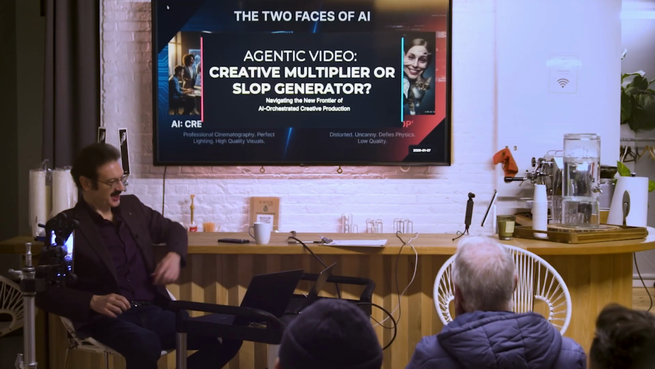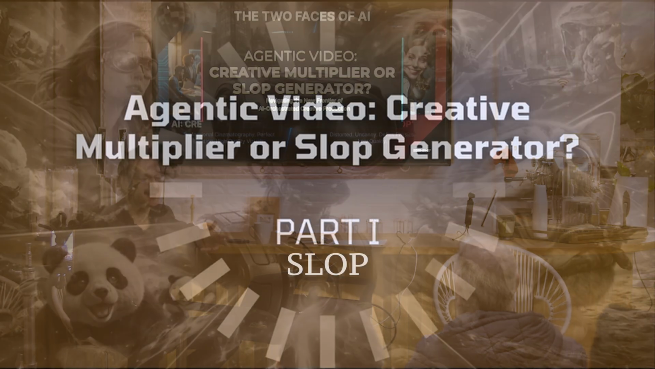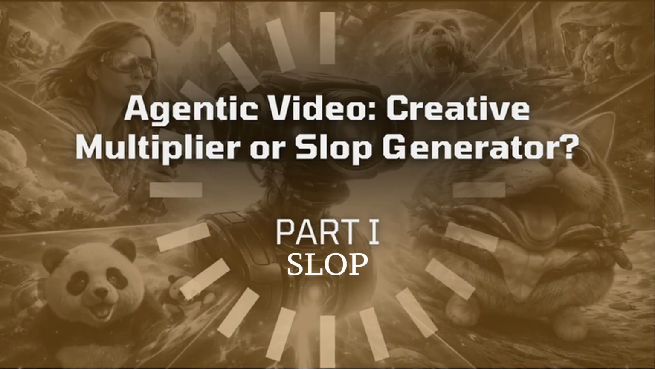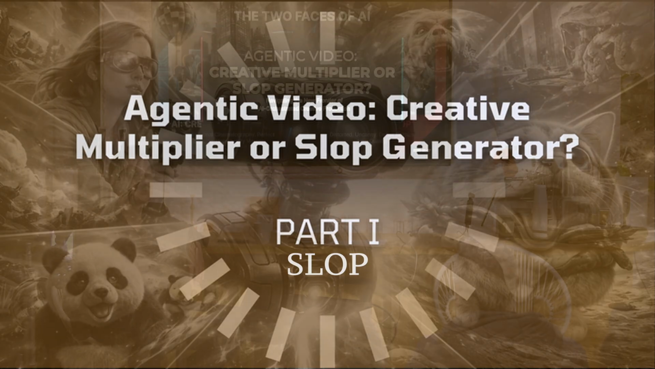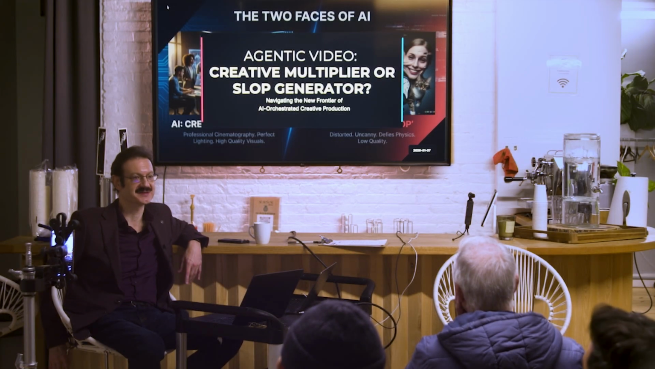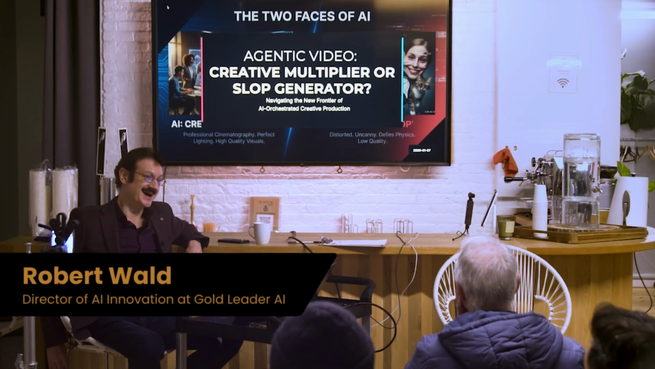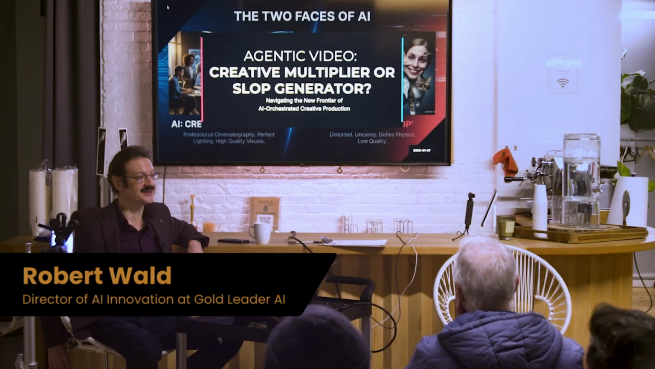So tonight's topic is agentic video, creative multiplier or slop generator, which is a big debate, right? Because some people who are anti-AI think that everything you can produce with AI is slop. There's definitely a reaction to AI that continues to go on. I think that's a short-term thing. I mean, certainly it's a generational thing as people get more used to it.